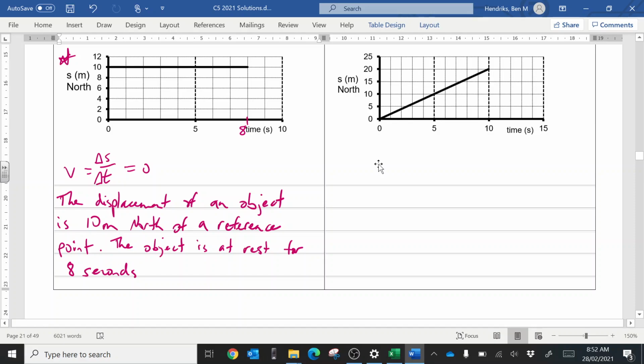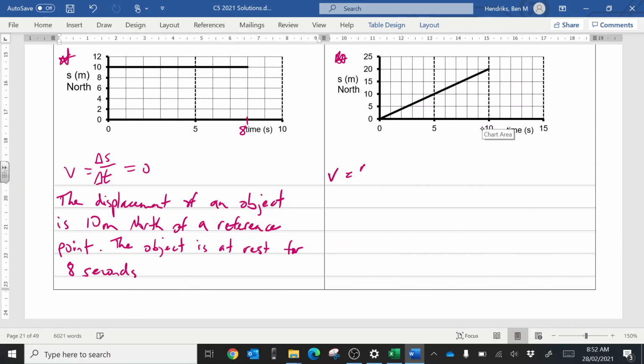All right, let's have a look at this second graph here. Because we have a straight line, it means that the displacement is changing constantly, which means that the velocity is also constant. And then it means that the acceleration is equal to 0. Remember that acceleration is equal to the change in velocity over change in time. For this one, we just need to work out v, which is equal to the rise over the run. So it goes up 20, so the rise is 20 divided by the run here, which is 10.